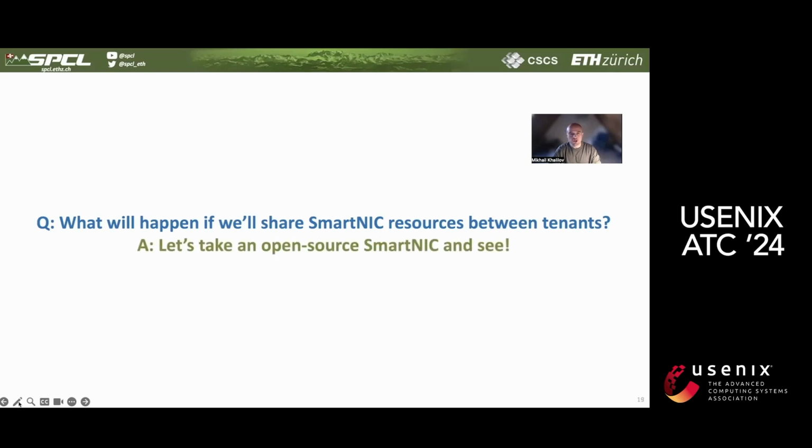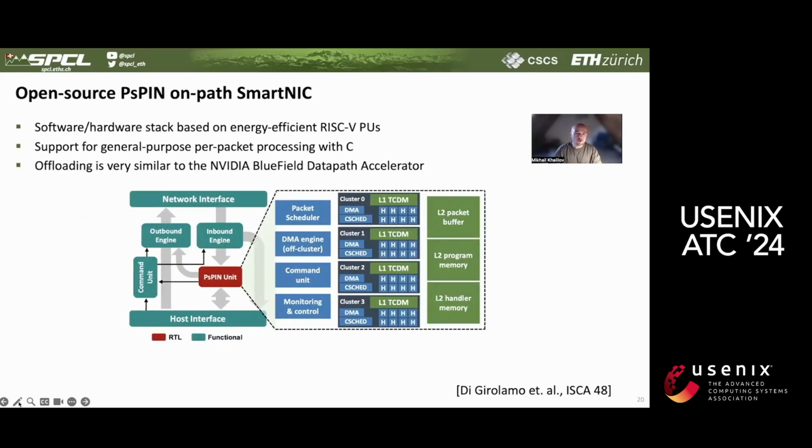To answer this research question, we used an open source on-path SmartNIC, since the existing commercially available solutions, such as BlueField DPA, are closed source. In our work, we used PsPIN, an open-source SmartNIC developed at ETH Zurich. It features energy-efficient on-path acceleration that is based on the silicon-proven RISC-V cores organized in clusters. It is designed as a hardware IP block for integration with data center NIC data plane, similarly to the BlueField DPA. PsPIN SDK also includes a cycle-accurate simulation toolchain that we used for our experiments.